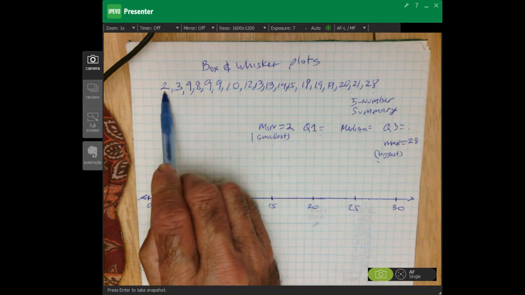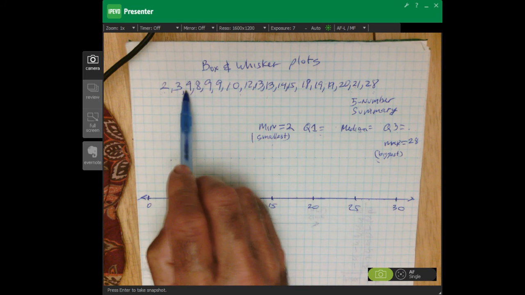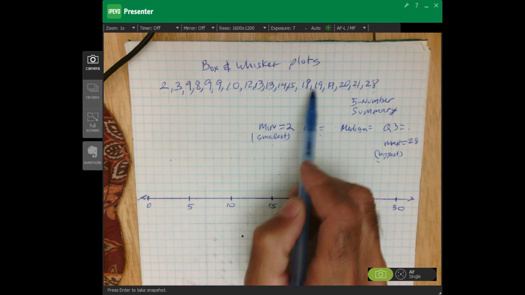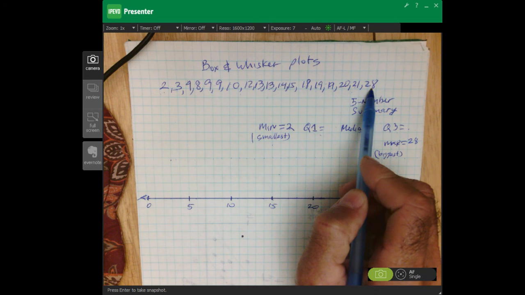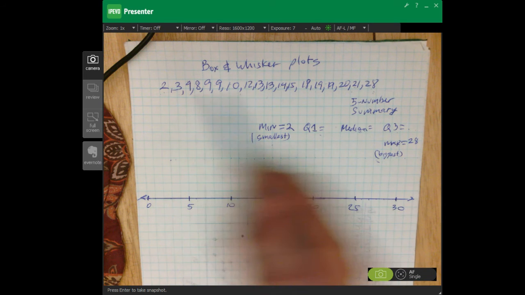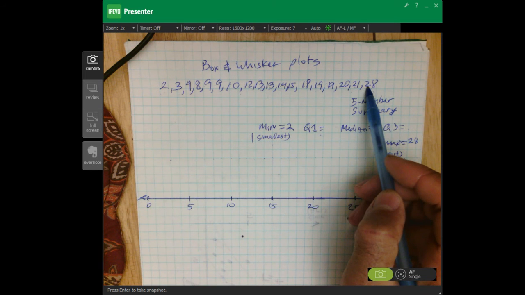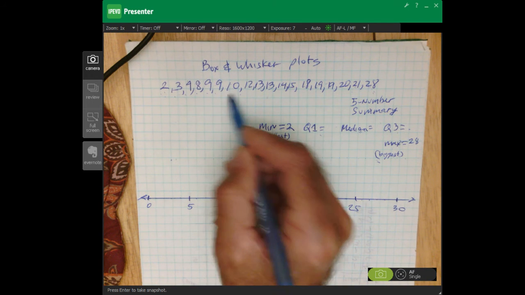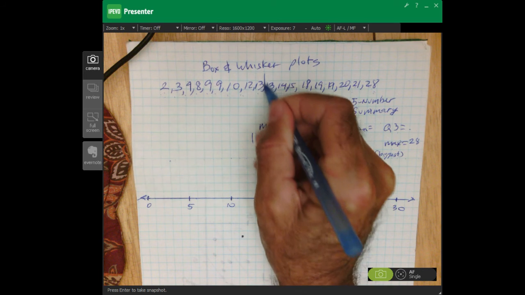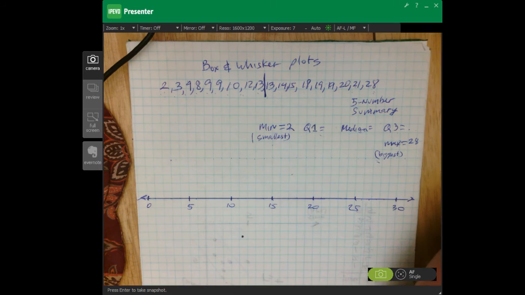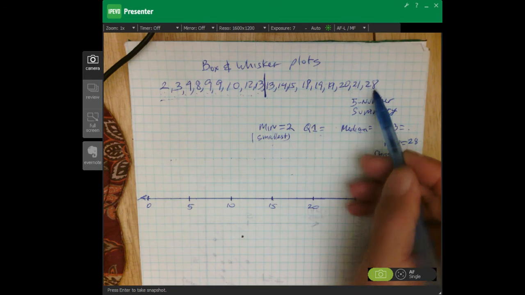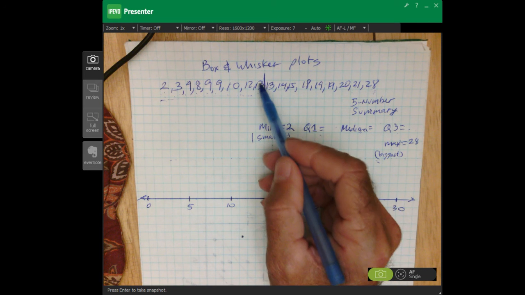So let's see what we have here. 1, 2, 3, 4, 5, 6, 7, 8, 9, 10, 11, 12, 13, 14, 15, 16, 17, 18. So there are 18 numbers. If I divide that into 2 equal groups, I'm going to have 2 groups of 9. 1, 2, 3, 4, 5, 6, 7, 8, 9. So I'm going to make my split right here. So this group has 9, this group has 9.